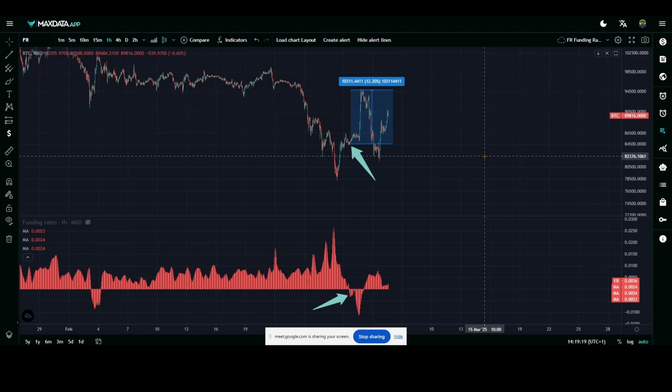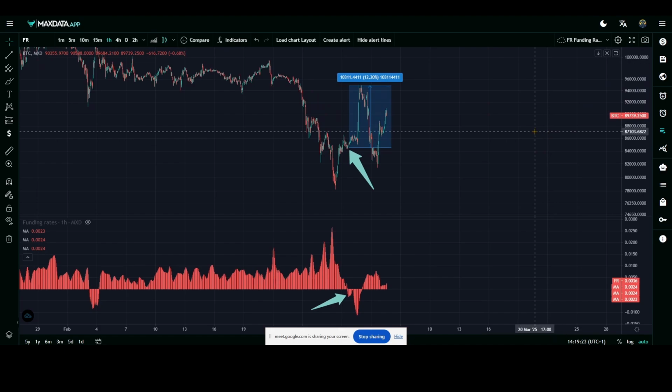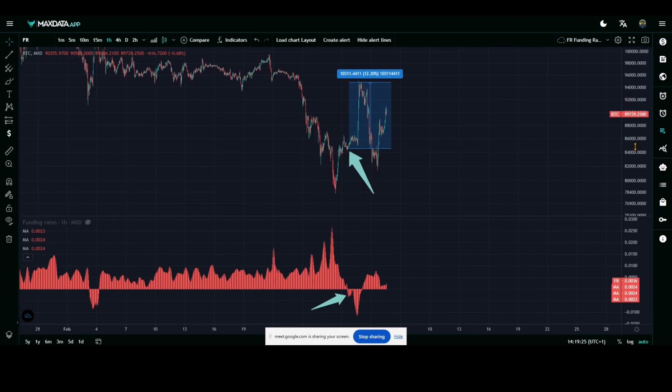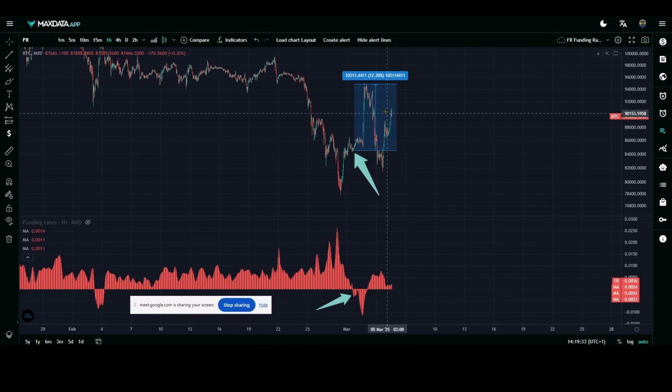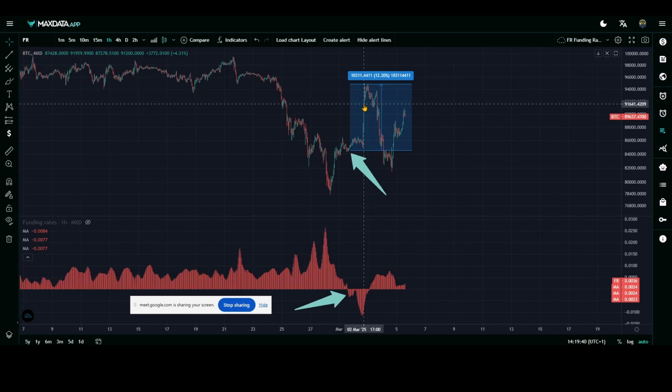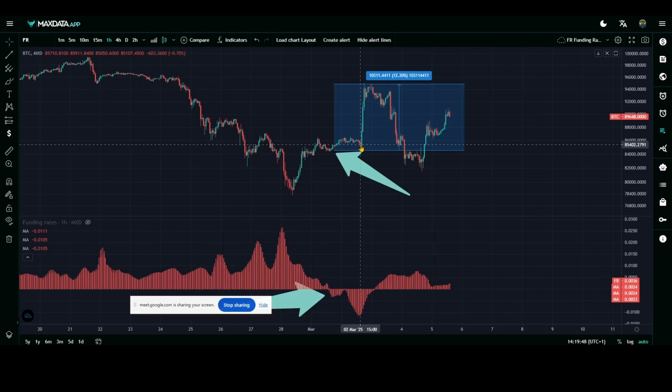I wanted to talk about the recent events that actually happened. We've all seen that major crypto pump two or three days ago. That was caused by Donald Trump, by his very positive post on Truth Social that he's including certain coins in the crypto reserve.